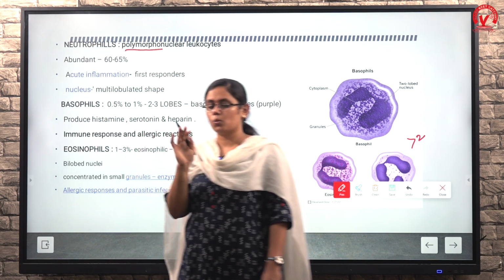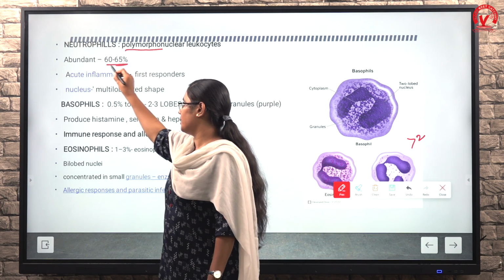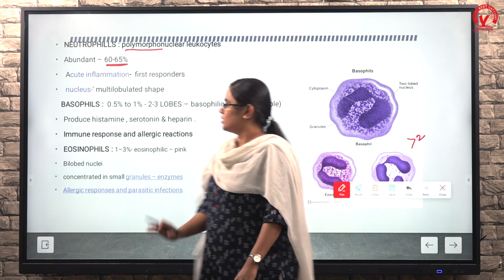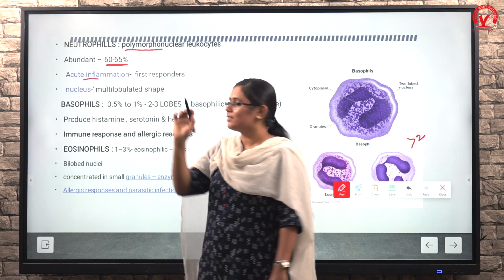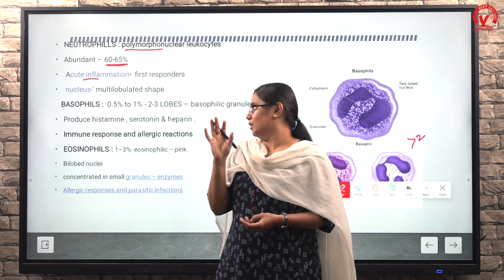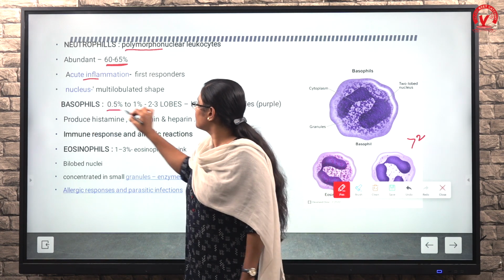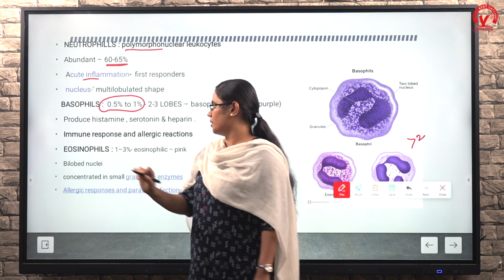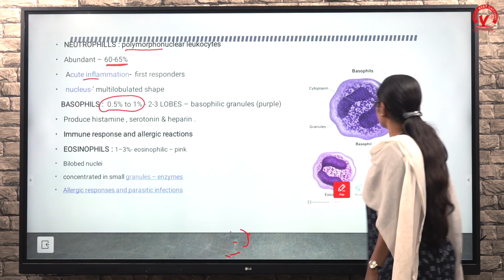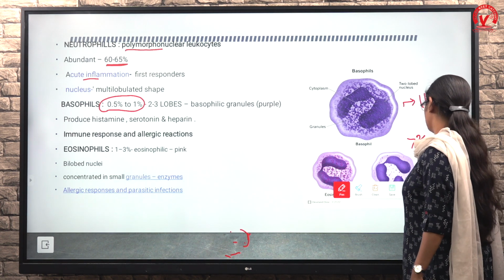And neutrophils are the most abundant cells among WBCs. The percentage of neutrophils in the blood is 60 to 65%. They will be in large amount when compared to other WBCs. Function of neutrophils: neutrophils help in acute inflammation. Whenever there is an injury or an infection, they will be the first responders to go to the site and cause inflammation. Coming to basophils, they contribute about 0.5 to 1% in the blood, and the main point you have to remember about basophils is they have violet color granules which we can see in the microscope, and they produce histamine.